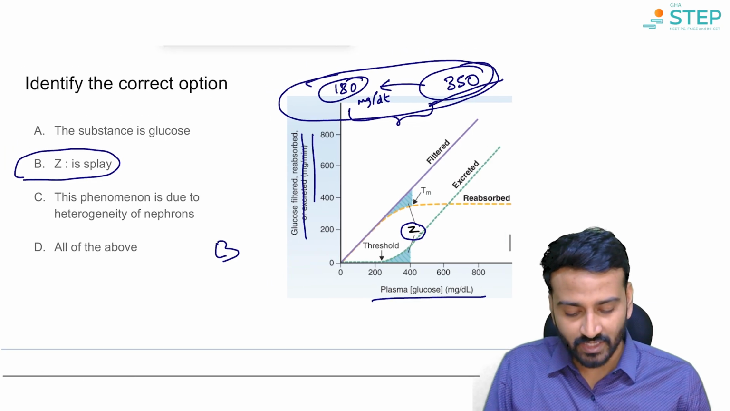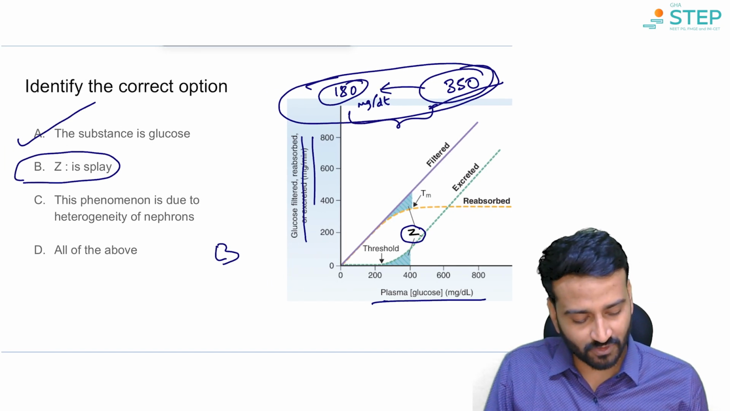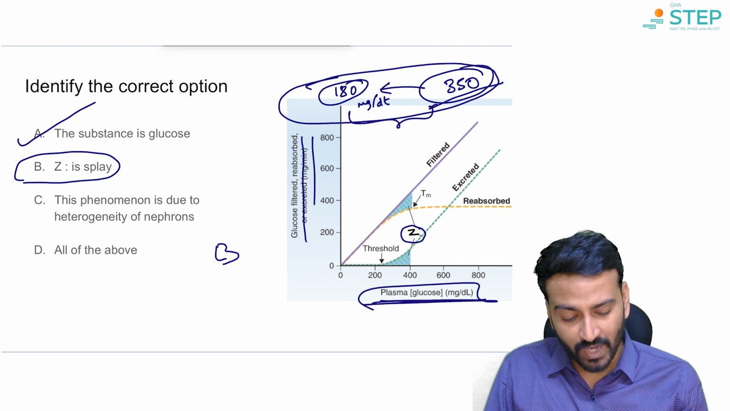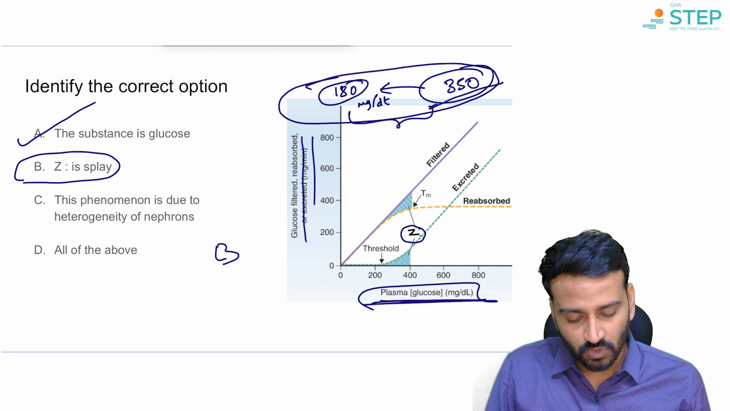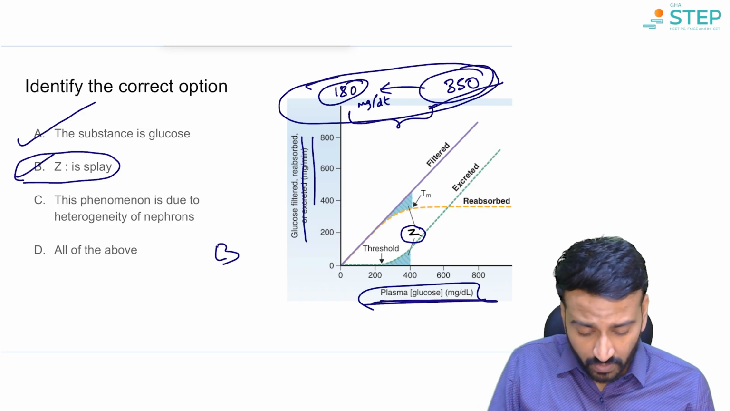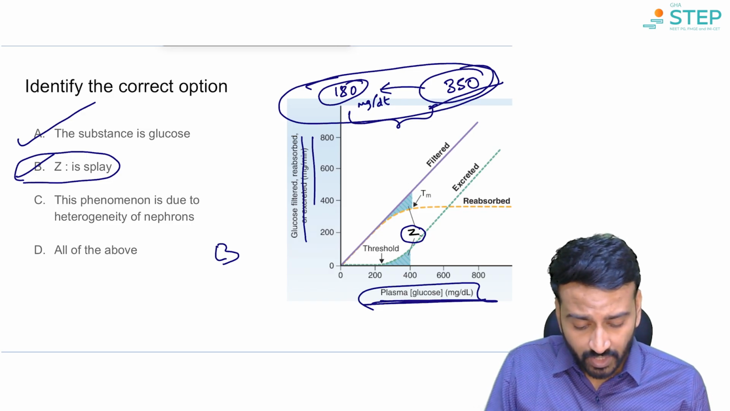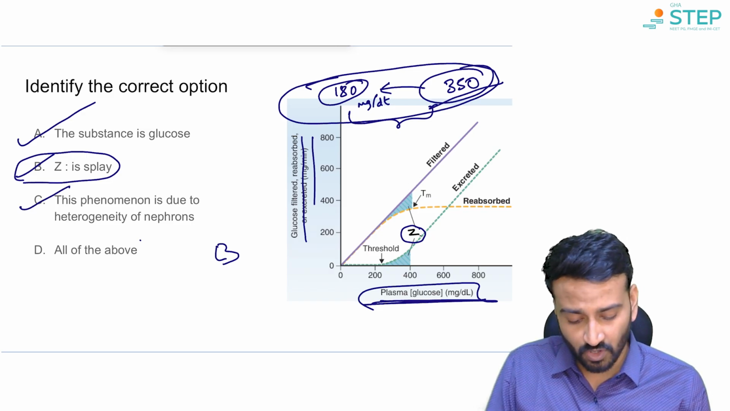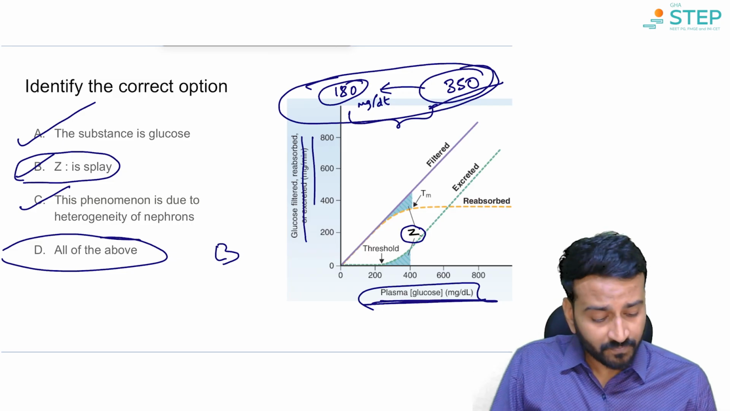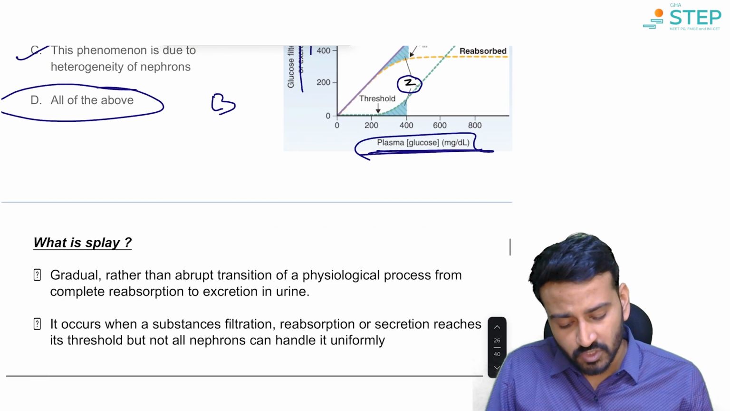Okay, let us see. The substance is glucose. Yes, of course, here the plasma glucose is given. And Z is splay. Yes, it is true. Okay, the phenomenon is due to heterogeneity of nephrons. Yes, the option is all of the above. Fine. So let us understand what is splay.